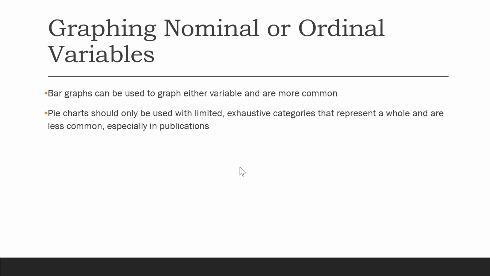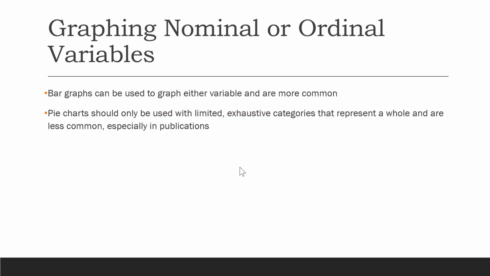One thing to note here is that bar graphs can really be used to graph either variable, whether they're nominal or ordinal, and whether the categories sum up to a whole or not. You can use a bar graph. It's more flexible. Also, bar graphs are more common, especially when it comes to publications, if you have a lot of categories.